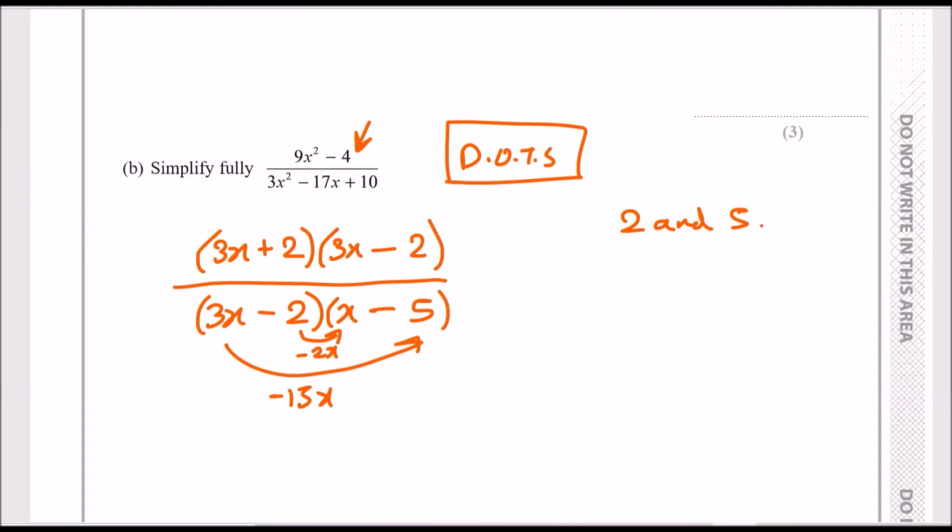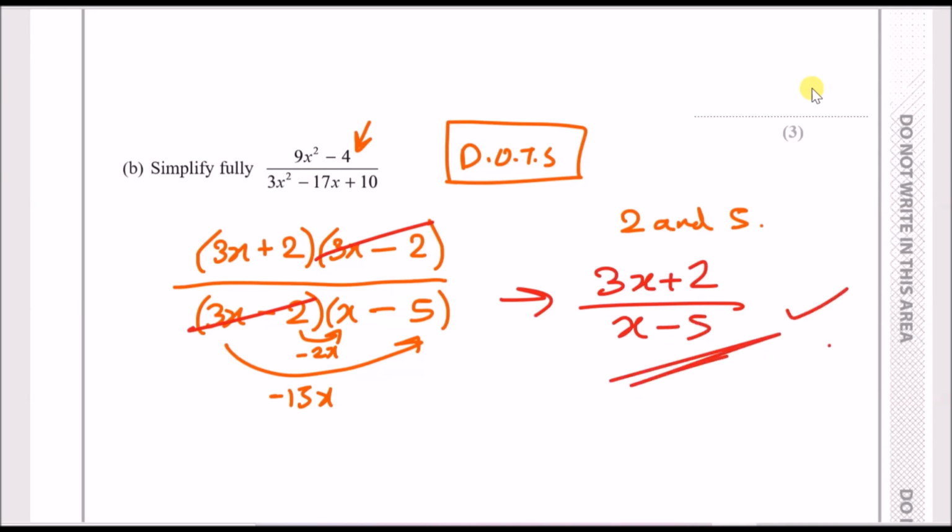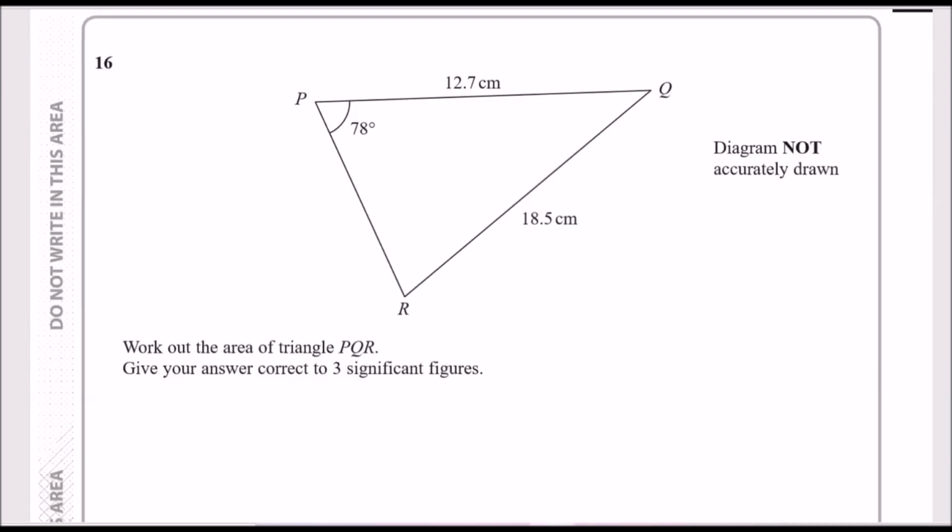So, changing pen. This means that 3x minus 2 cancels with 3x minus 2. Meaning you're left with the top, which is 3x plus 2. So, you don't need brackets anymore. Over x minus 5. And that's it, guys. This question is done.